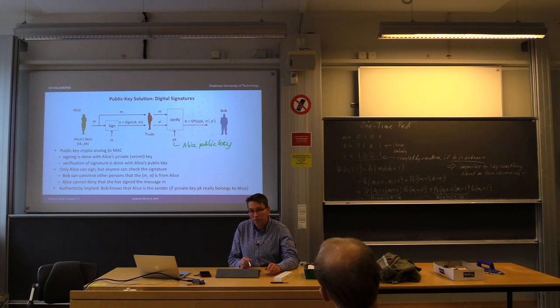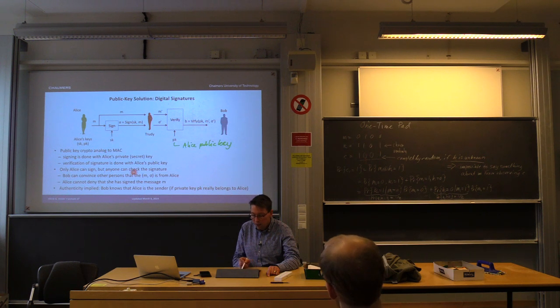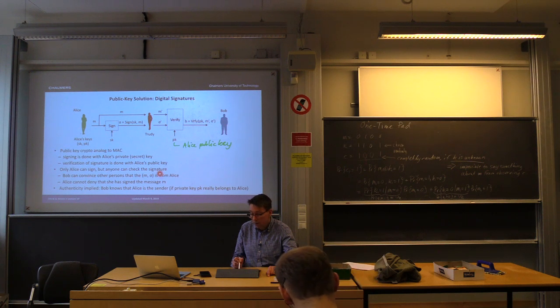So this is very similar to the private key solution. Signing is done with Alice's private key. Verification is done with Alice's public key. Which means that only Alice can sign, because she uses her secret key. Nobody else can sign. But anyone can check. Why can everybody check? Well, because you only need PK, which is not a secret.